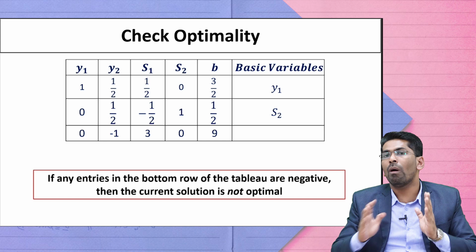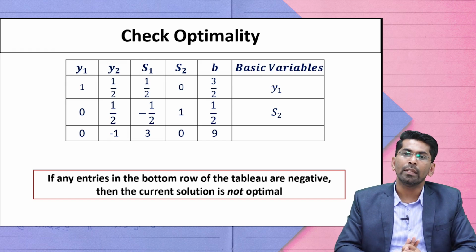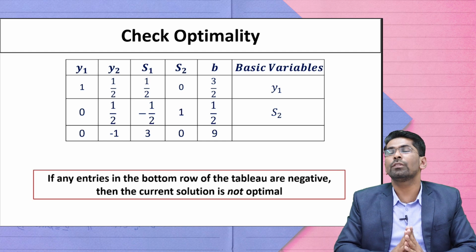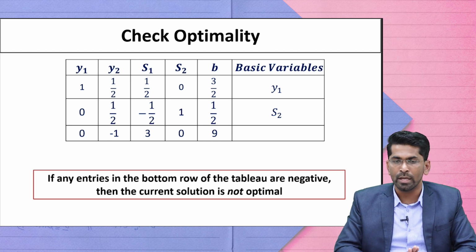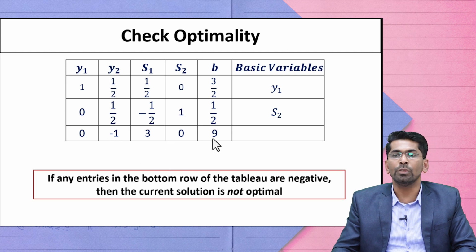So after doing all this exercise, the table is ready for the optimality check, that is, check whether the given solution is optimal or not. In the given table, if all the values in the bottom row are positive or equal to 0, then we can say that we have an optimal solution. But here we have one value that is minus 1.